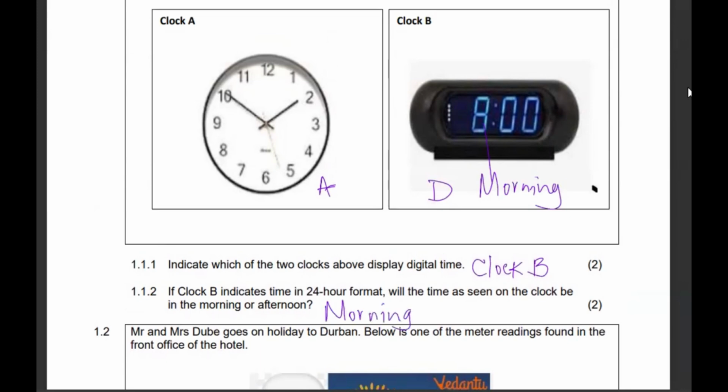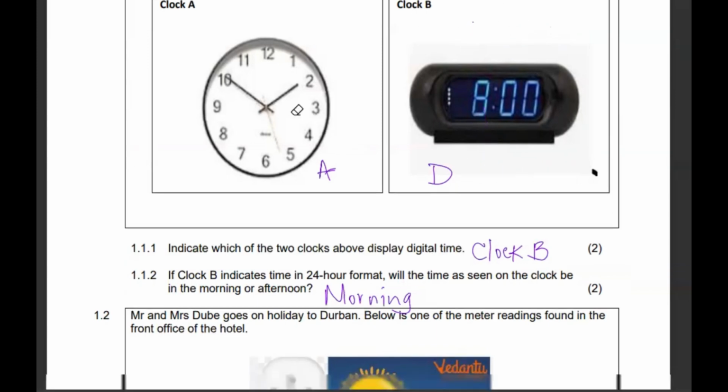If it was in the afternoon or evening, it would have been 8 plus 12, and it would have been 20:00. That's if it at all it was like this, then it would take afternoon or evening. But morning, it remains the same. All right, let's continue and we look at question number 1.1.3 to 1.2.1.